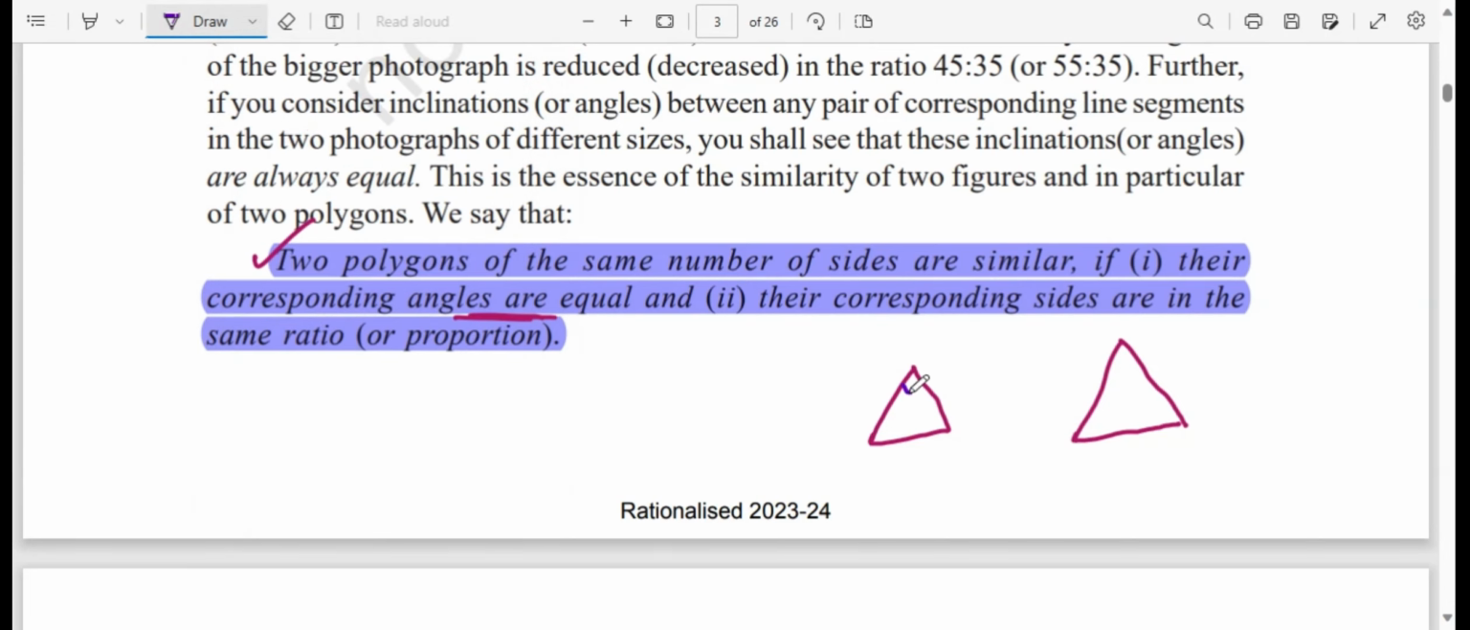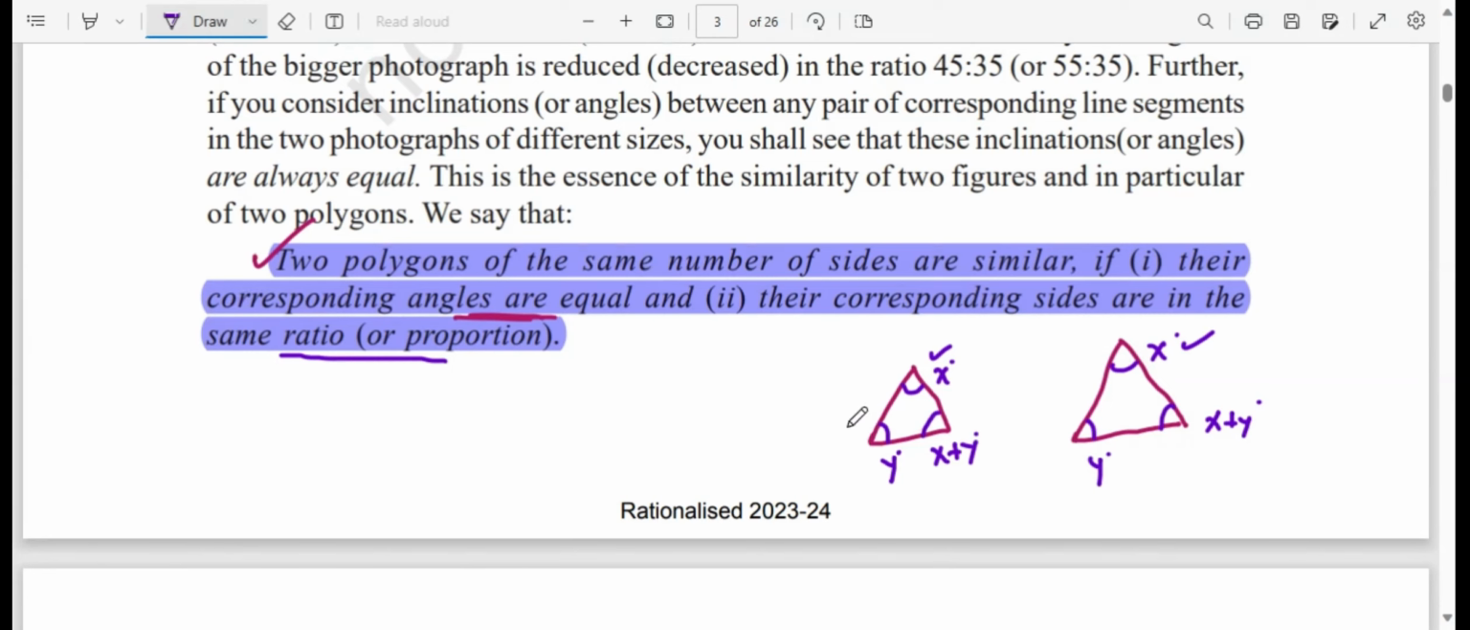That means, for example, if this angle is x degrees, this also should be x degrees. If this one is y degrees, this also should be y degrees. If this is x plus y degrees, this also should be x plus y degrees. These are nothing but the corresponding angles. So this angle and this angle are the corresponding angles. It has to be equal, and their corresponding sides are in the same ratio. That is the proportion.